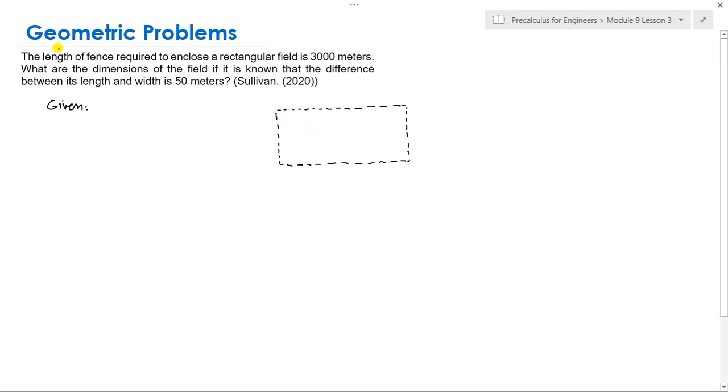Meaning, what does that statement mean, this first sentence? What does it indicate, the length of fence? That is what?